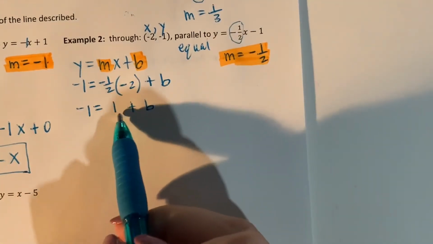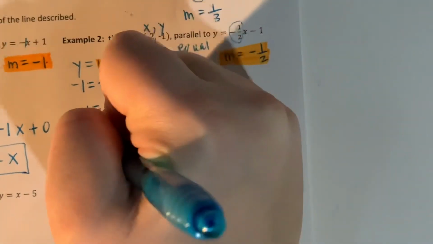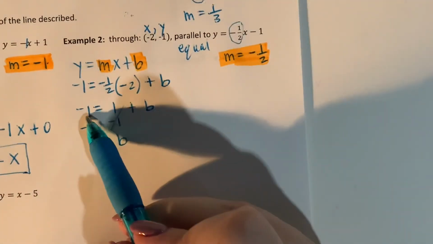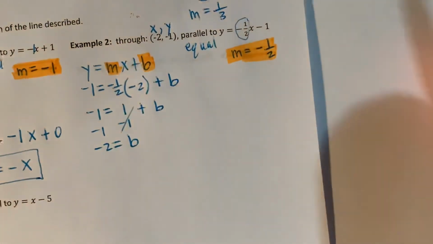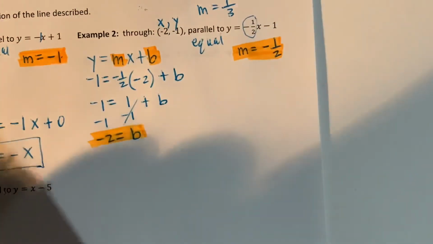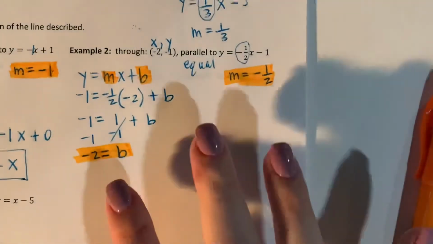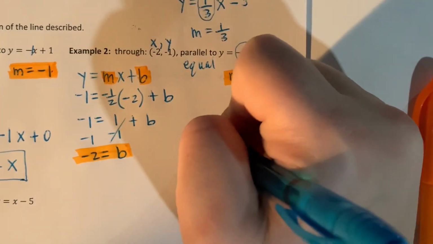We now need to move this positive 1 over to the other side, and we can do that by subtracting 1 from both sides. And I'll be left with b equals, I'm doing negative 1 minus 1, so I get that b is negative 2. So here was my second unknown that I had to find. I found my 2 unknown pieces, and now I just have to plug them into my final equation.